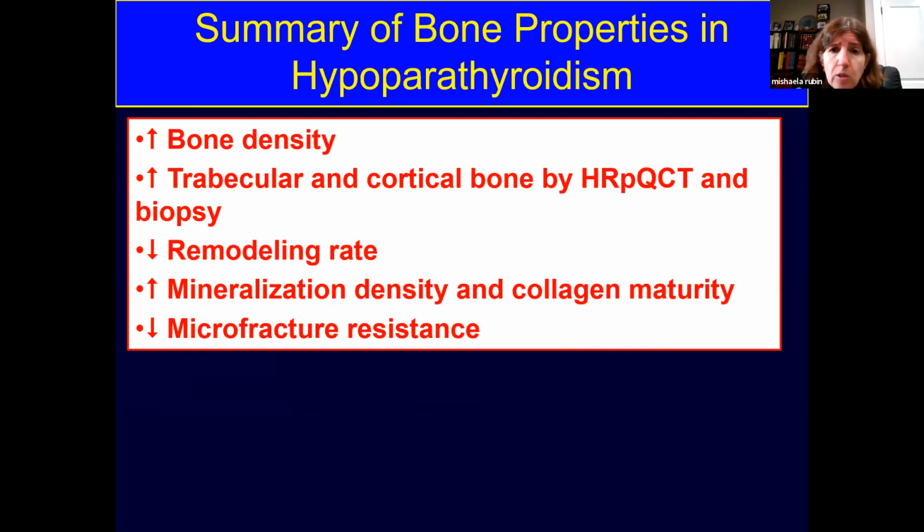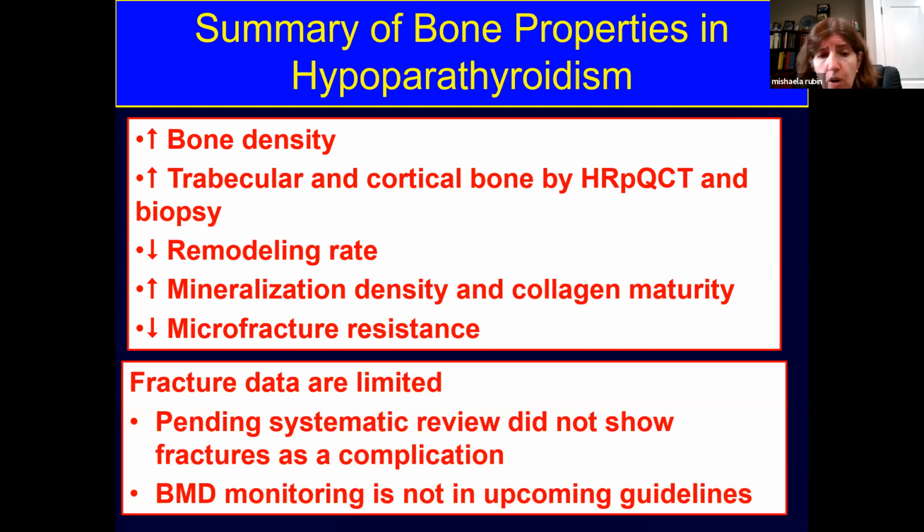So I'm just going to summarize what the bone looks like in hypoparathyroidism. There's an increase in bone density. There's more trabecular and cortical bone, the 2 types of bone, by imaging and bone biopsy. The bone turnover or remodeling rate is low. The bone is hypermineralized and has hypermature collagen. Perhaps there's less of a resistance to having microfracture. And most important of all, fracture data are really limited. We really lack natural history information about this.